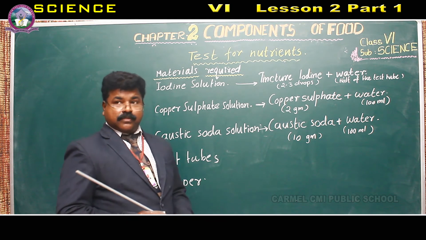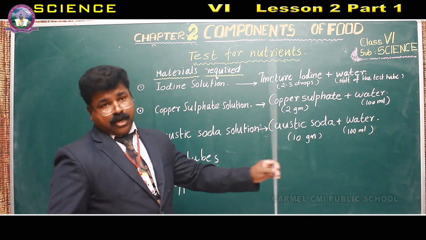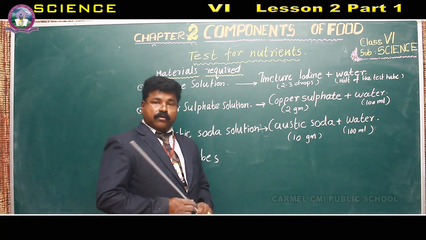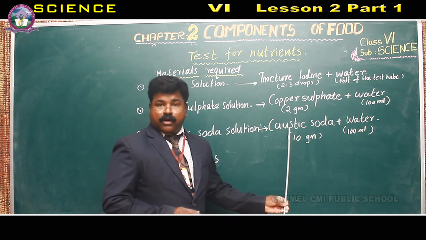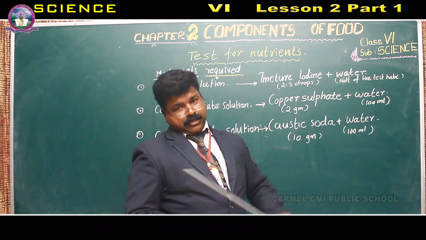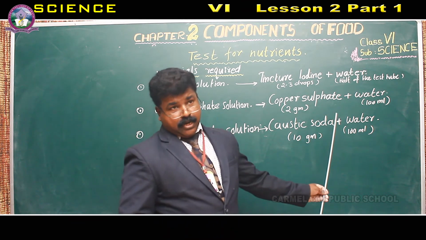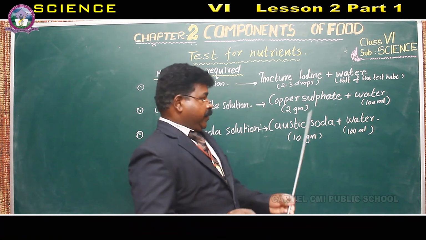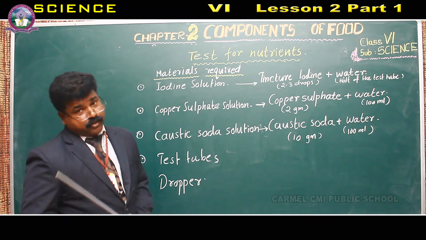How to prepare this caustic soda solution? We have to take 10 gram of caustic soda, that is in the form of powder only. Okay, caustic soda. If you have the solution, you can use it. If not, take 10 gram of caustic soda and dissolve it in 100 ml of water, and shake it well. When we shake it, we will be able to get caustic soda solution.